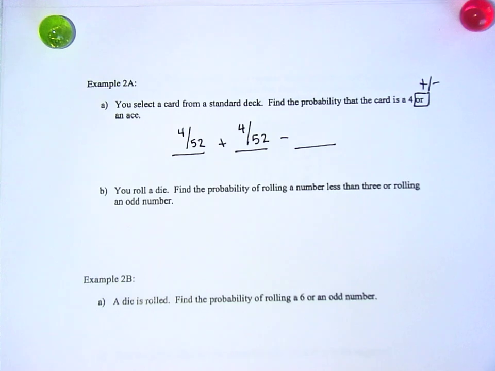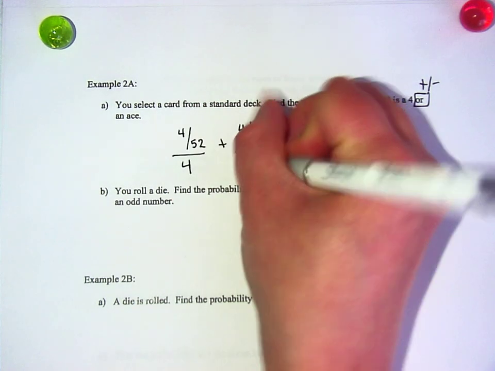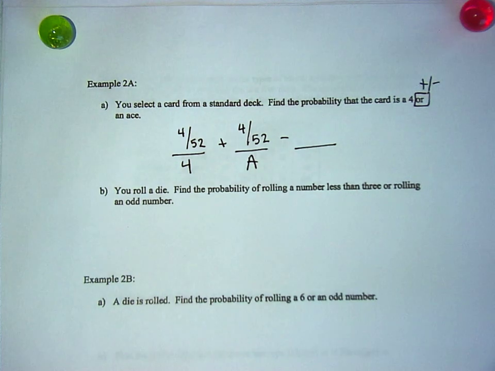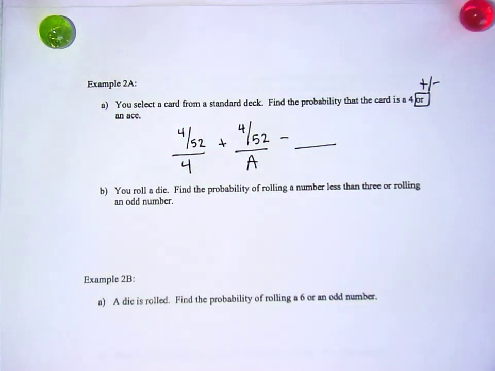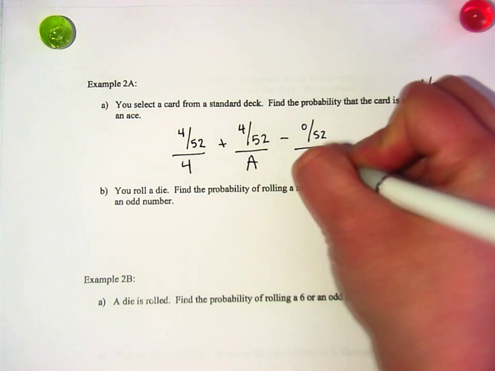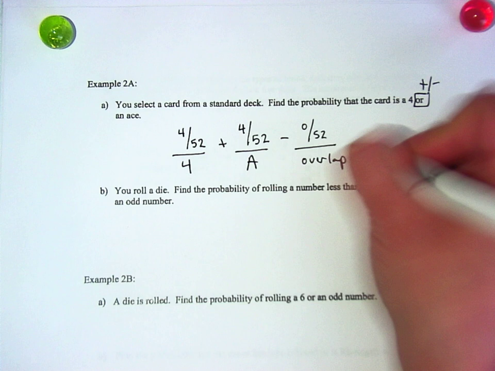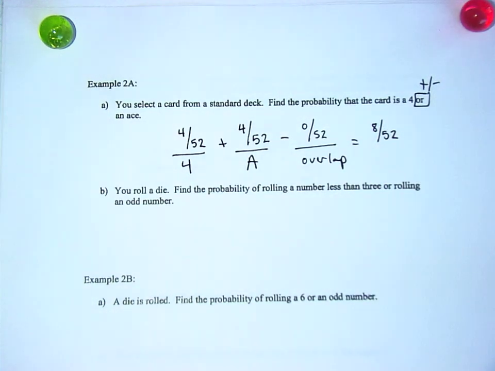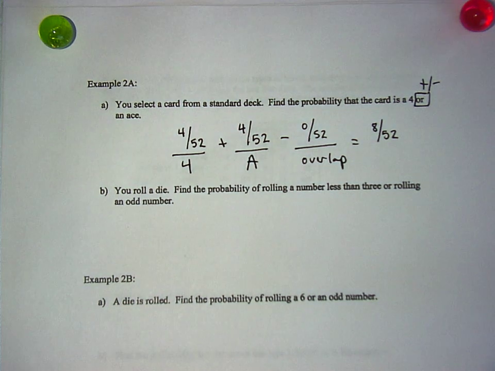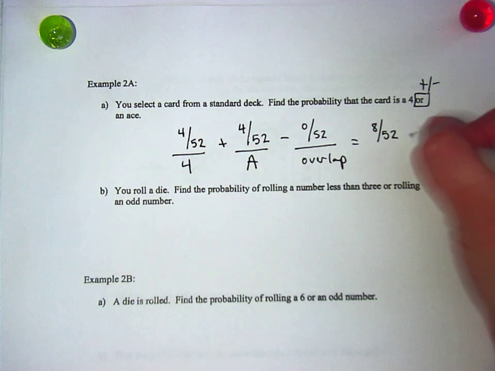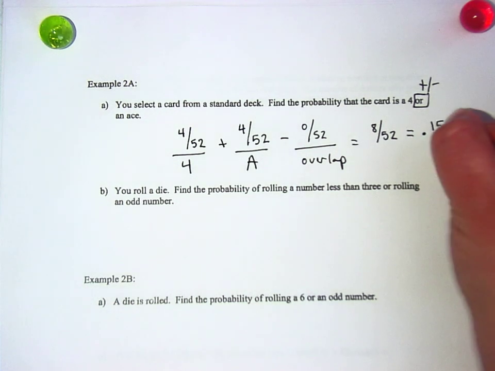Is there any overlap? Wait, this was a 4 and this was an ace, right? Okay. Is there any overlap? Is there any possibility that if I pick one card, it could be a 4 and an ace at the same time? No. So in this problem, there's no overlap. So the answer is just going to be 8 out of 52. Which reduces to what, 2/13? Or 0.154.